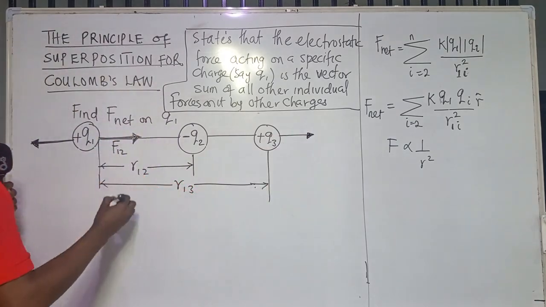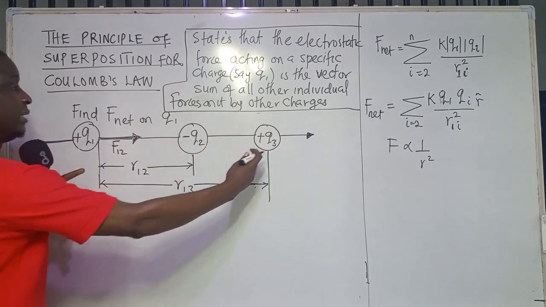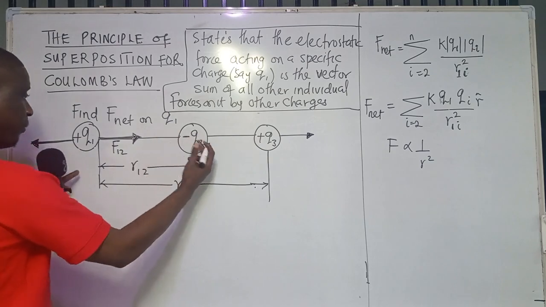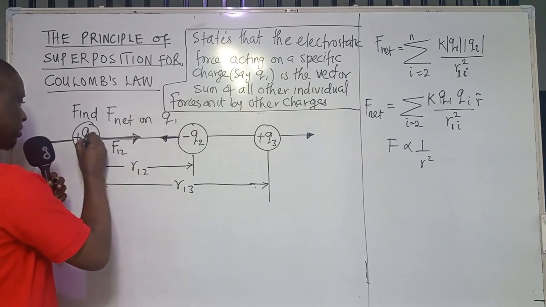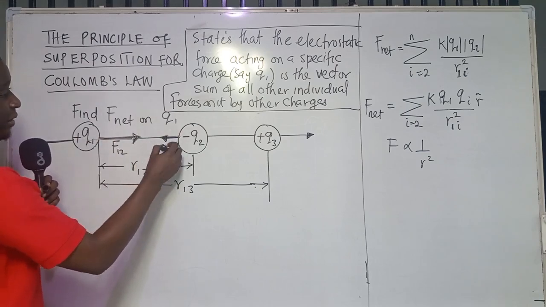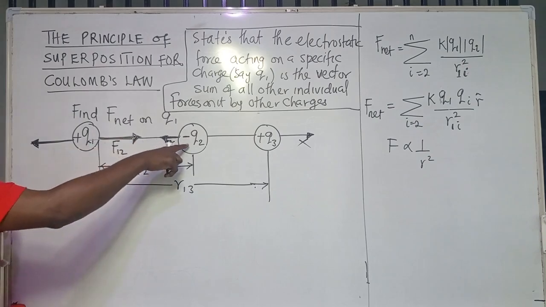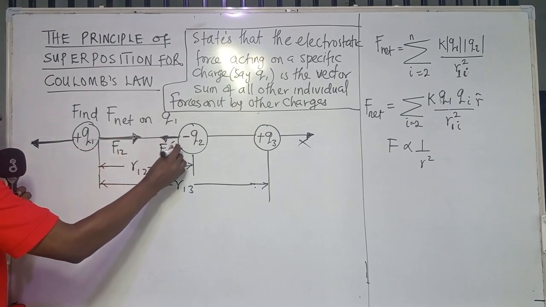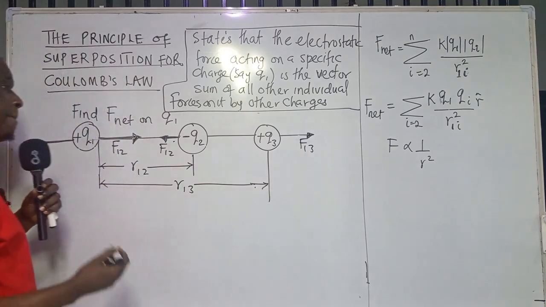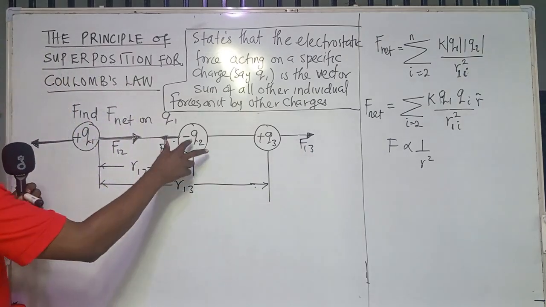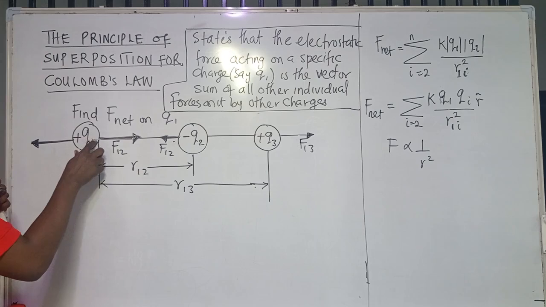You understand? If you remove this one and you place these two in the field, this and this, they will repel each other. If you place these two in the field, they will attract. But we are not concerned about this. This is not our major target. Our major target is we know that this one is also F12, and this one is also F13. But they did not tell us to calculate net force on Q2 or Q3. We are calculating net force on Q1.